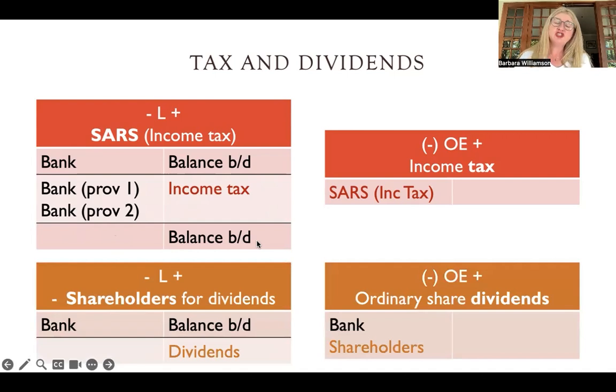If we look at shareholders for dividends and ordinary share dividends, again, remember those nouns and adjectives. I've already spoken about the fact that shareholders is your noun, so that's what we're looking at here. It's the liability account. Ordinary share dividends, dividends is the account that we're looking at. Ordinary share is just explaining what kind of dividends.